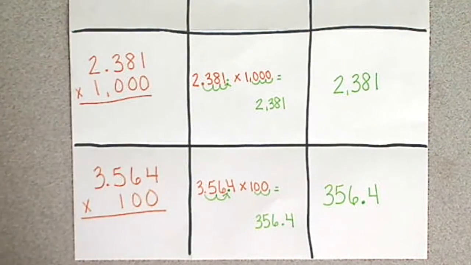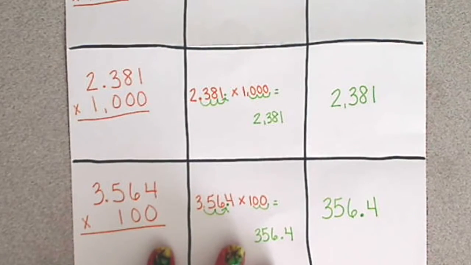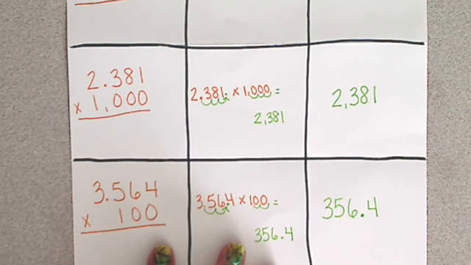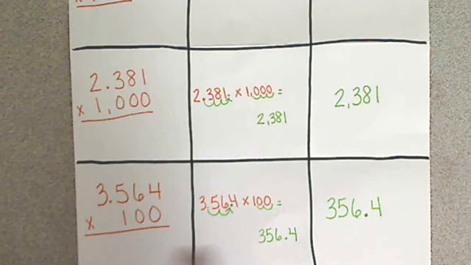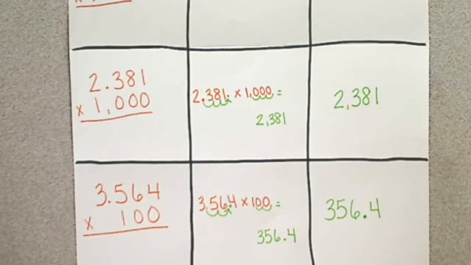Okay. That's it for today, ladies and gentlemen. Really, really easy. Simply remember to count the zeros in your second factor and move your decimal. You will be practicing this in your next assignment, so make sure that you are using our 3-column format to help you organize your work.